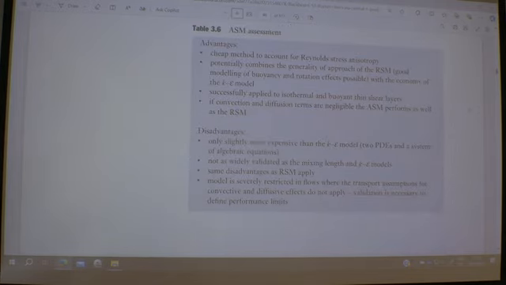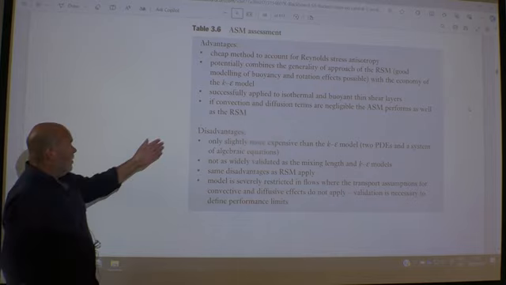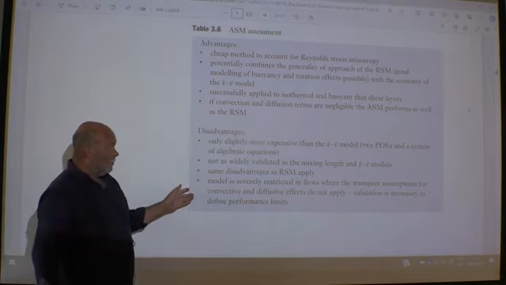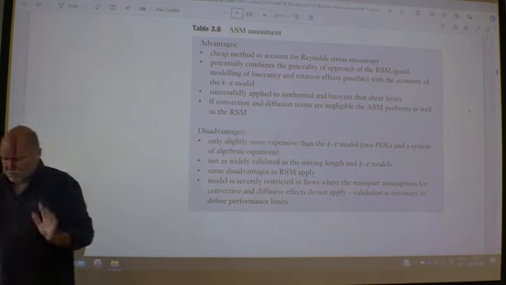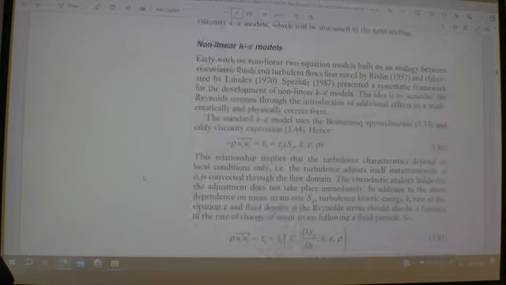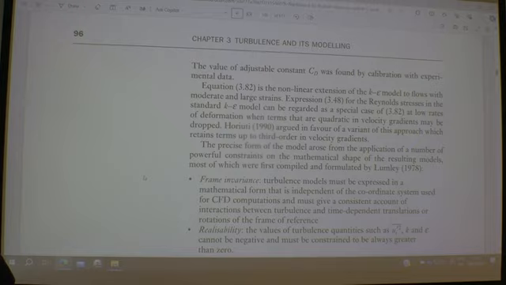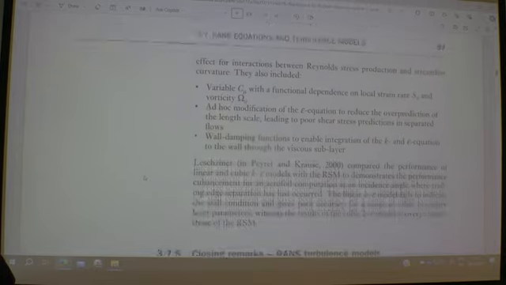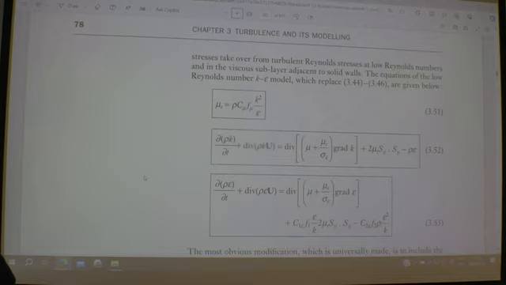So he has some nice judgments of the different models, where they are good and where they are bad. So this can be nice to know. The ASM has some advantages, also has some disadvantages. And he does the same for k-epsilon and k-omega, if I recall correctly. Let's see.